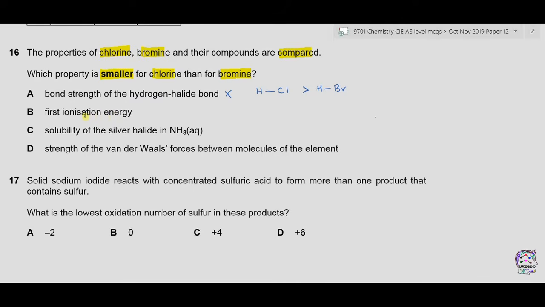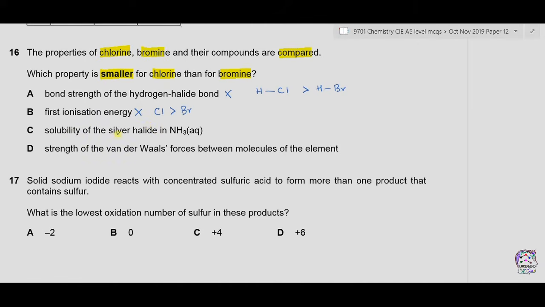Second is the first ionization energy. Ionization energy is the removal of electron from the outermost shell of an isolated gaseous atom. As we know that chlorine is above in the group as compared to bromine, so therefore atomic size of chlorine is less than bromine, so it will be easier to remove an electron from bromine rather than from chlorine. So the ionization energy of chlorine will be higher than for bromine, so therefore B is also incorrect.